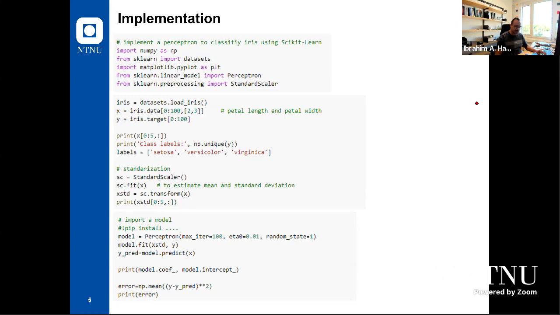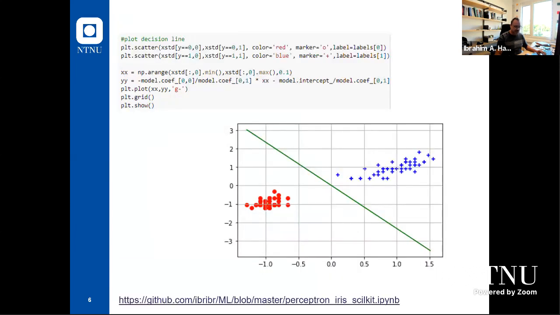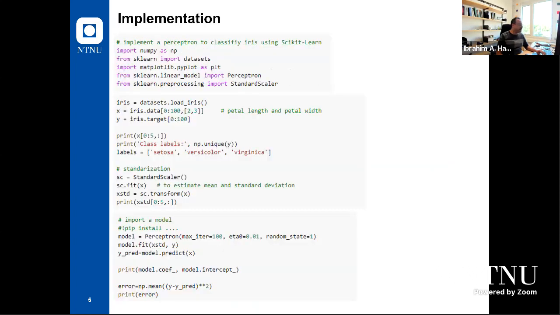So if you can open this file, it's called perceptron iris scikit. If you can open this file in your Colab, you can just go through it with me, please. So it's perceptron. I will explain it, and after that we can go to the code. It's the first part, we just implement a perceptron.